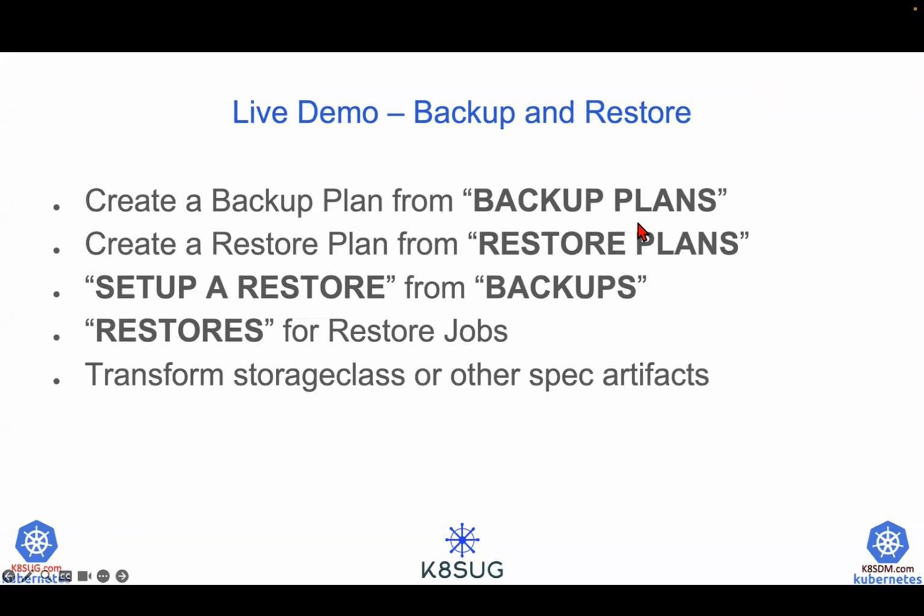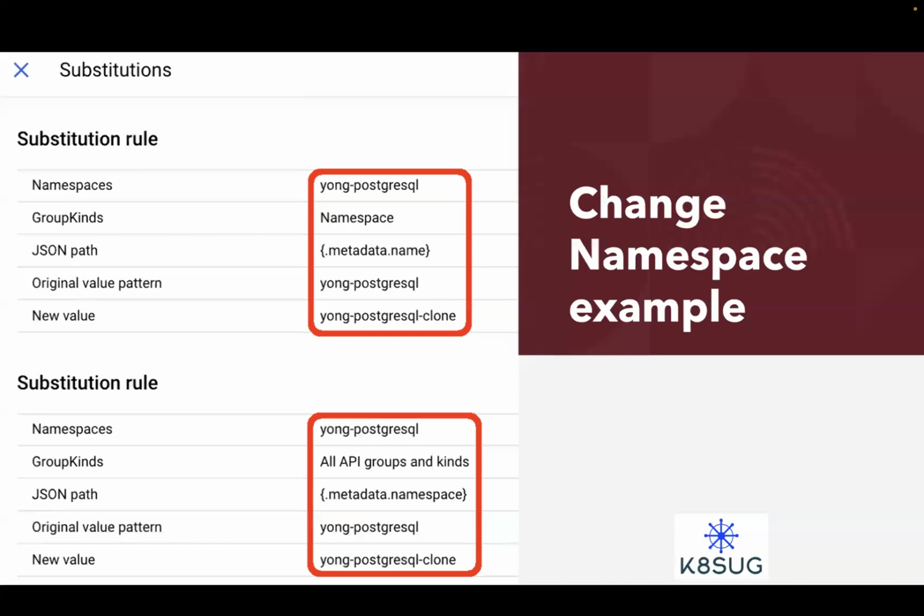So if I come back to the slide deck here, we already did the backup plans. We created two restore plans, and we did two restore jobs. One is in-place restore to the original namespace in the same cluster. The second is restore to a different cluster, still keeping the same namespace. But as part of your restore, you can also transform the storage class or change the namespace. I give you two examples here.